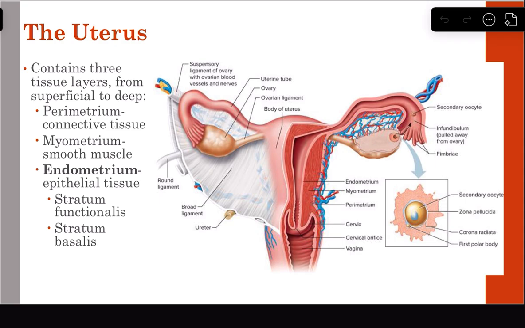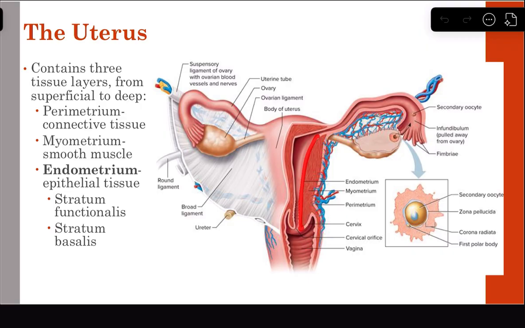Next, right, we're going from superficial to deep. Next, in the middle layer is going to be the myometrium, right? That's going to be your smooth muscle, myo muscle. And, you know, just like we had the myocardium, right? We had the pericardium, the myocardium, the endocardium. And we have a similar trend over here, which kind of brings us to our deepest layer, which is referred to as the endometrium, endometrium.